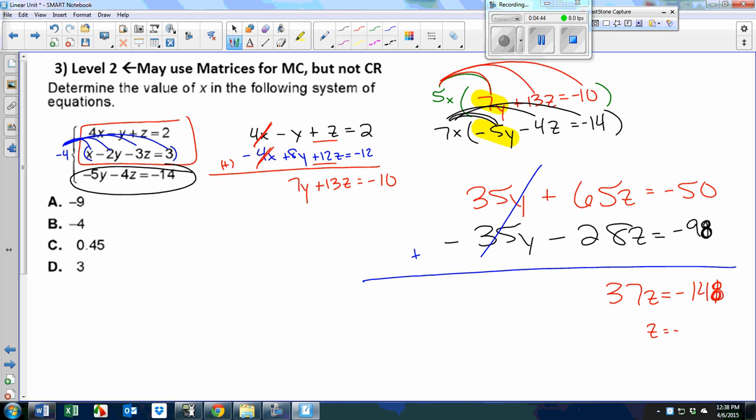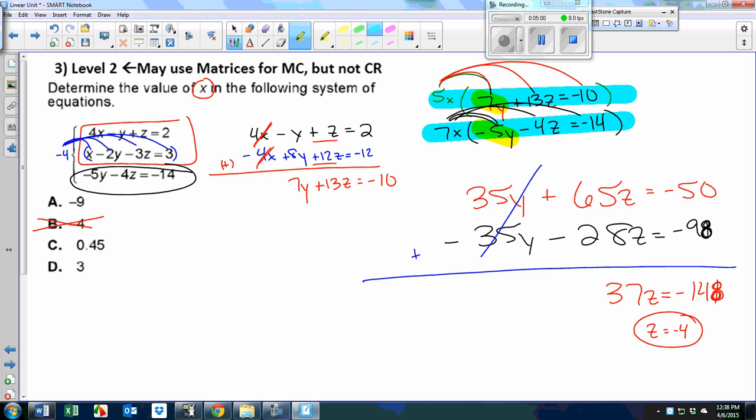Z is negative 4. All right, but it asks us for x, not z, so be careful. Don't fall for that distractor. So how are we going to find it? Well, we've got to backtrack and find z and our y first. One of those two equations.